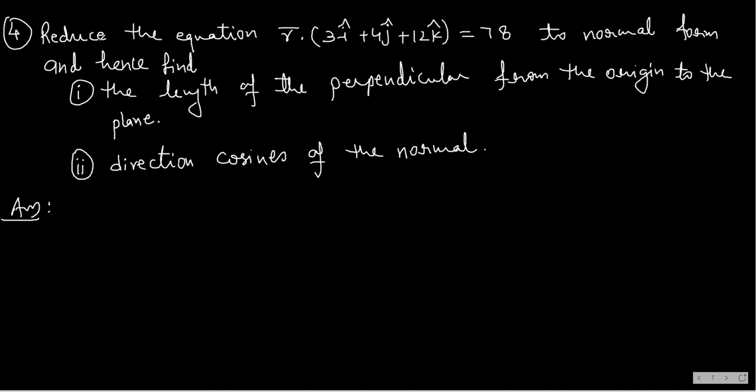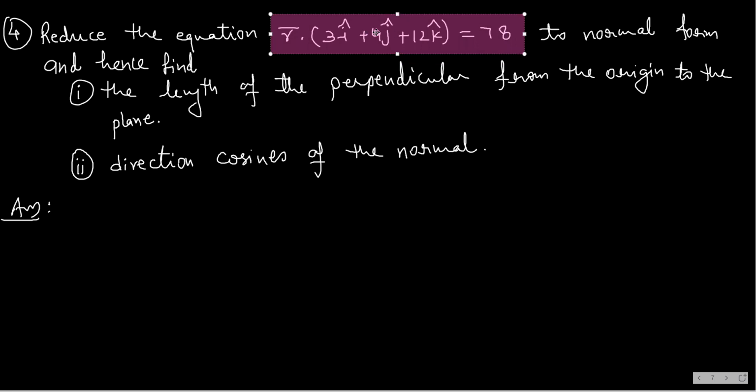That is question number 4. Reduce the equation. They give us an equation: r bar dot (3i cap plus 4j cap plus 12k cap) equals 78, to normal form, and hence find the length of the perpendicular from the origin to the plane. We have to convert this equation to normal form.